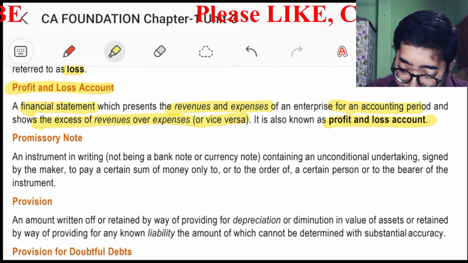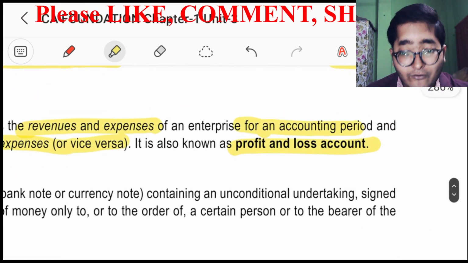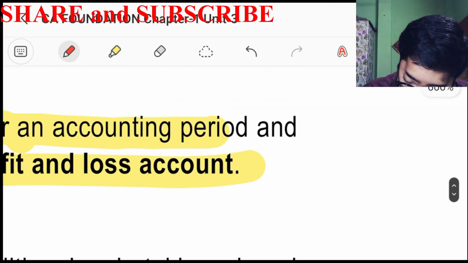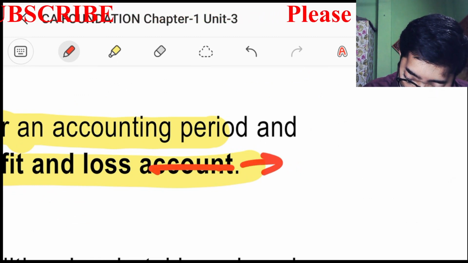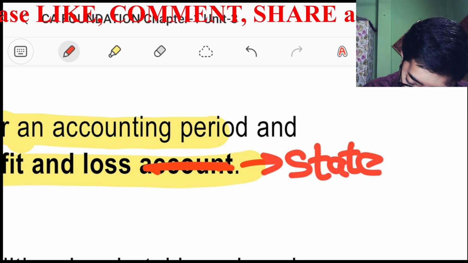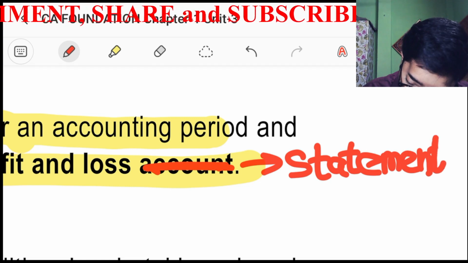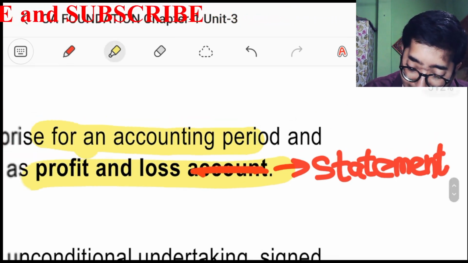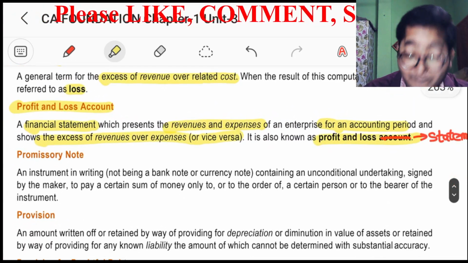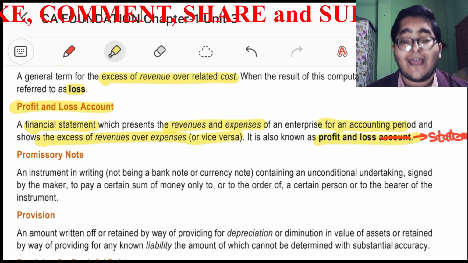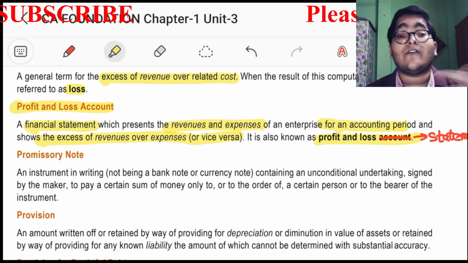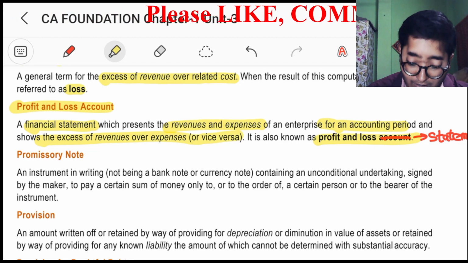It is also known as profit and loss statement. So yes, profit and loss statement is prepared by companies. Companies prepare profit and loss statement, and other types of business organizations, for example, a sole proprietor or a firm, prepare a profit and loss account.